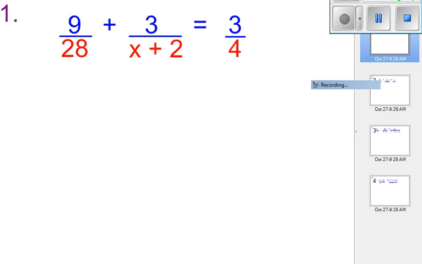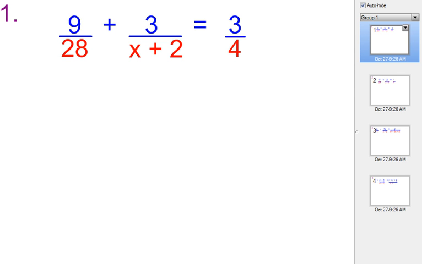In this lesson, we will be looking at solving some different rational equations. And so here's our first one, 9 over 28 plus 3 over x plus 2 equals 3 over 4. So we do have variables in the denominator, and we need to be able to get those out of there so that we can solve.